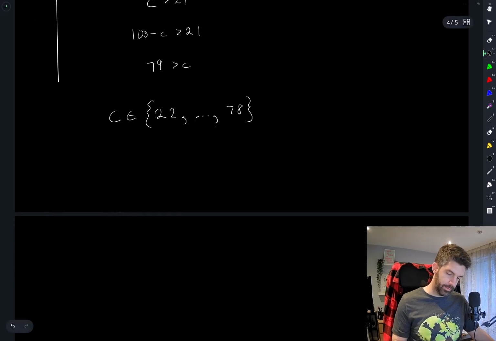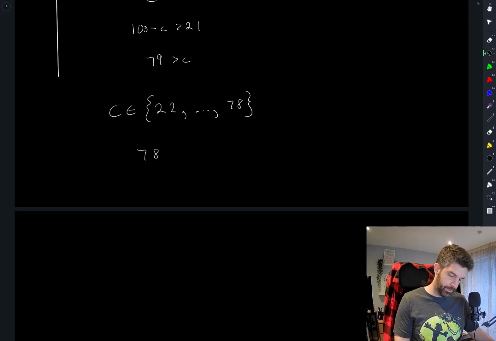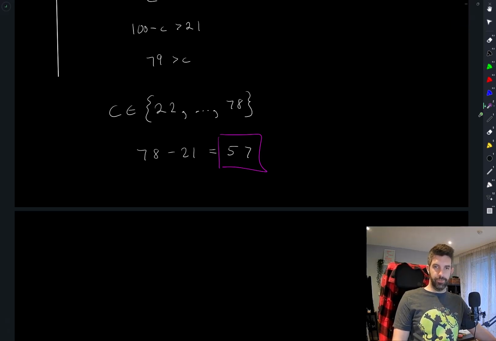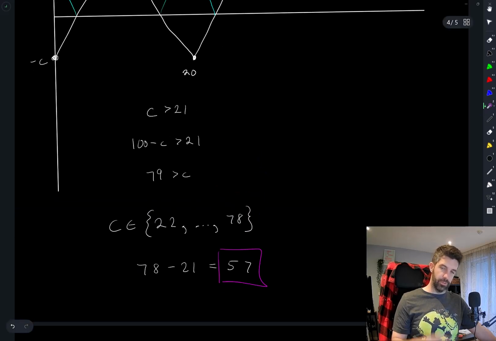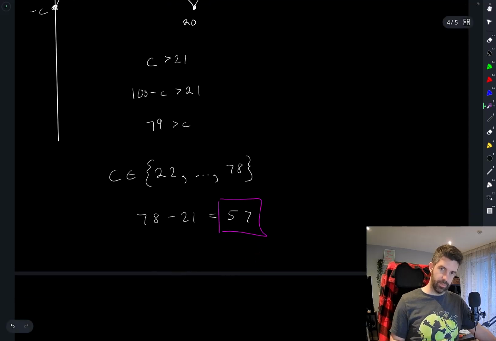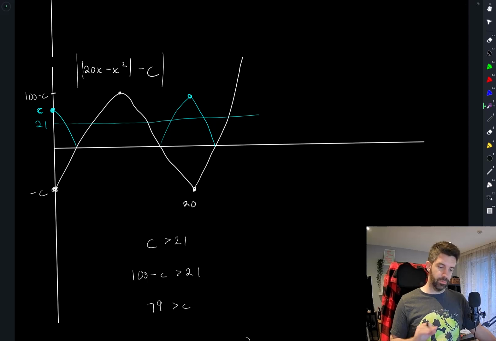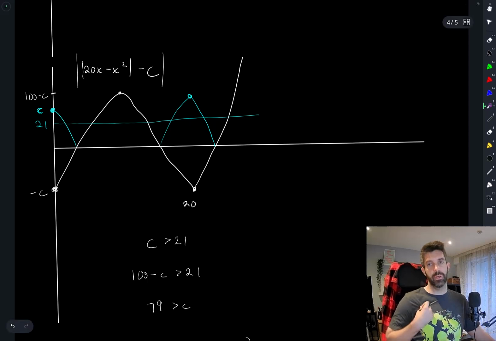How many numbers is that? 78 minus 21 is equal to 57. That's the number of integers that c can be equal to, such that the original absolute equation has 12 distinct real solutions. That's going to be my answer. This is a cool problem. My first instinct was absolutely not to actually graph it, which is kind of surprising.